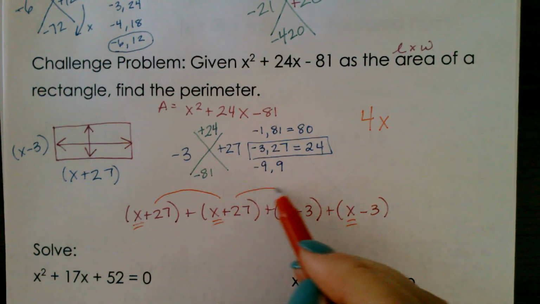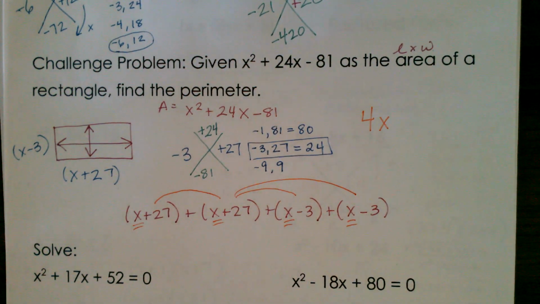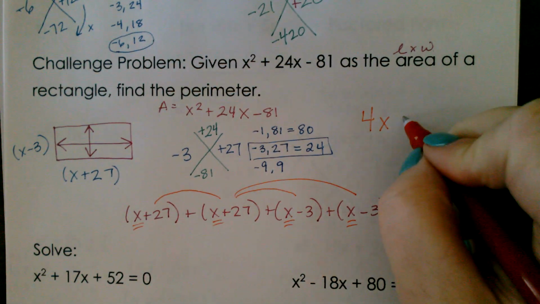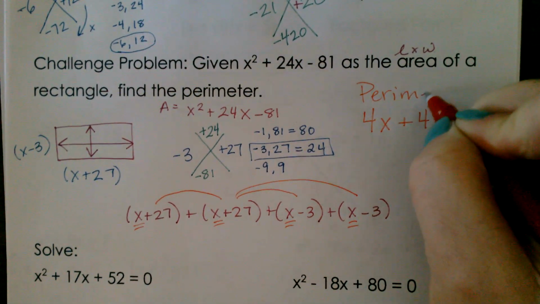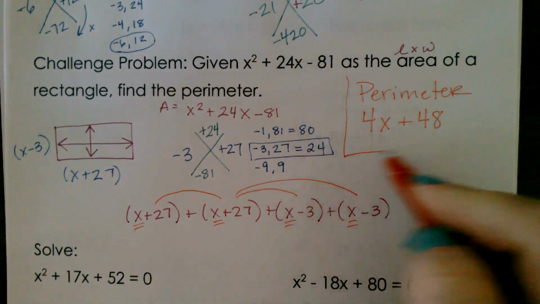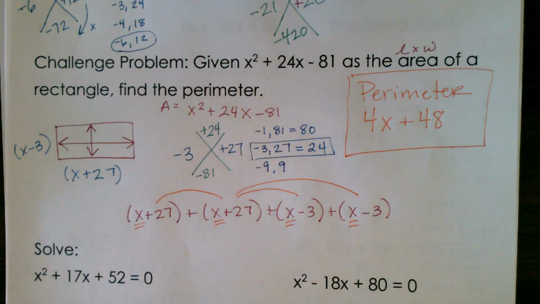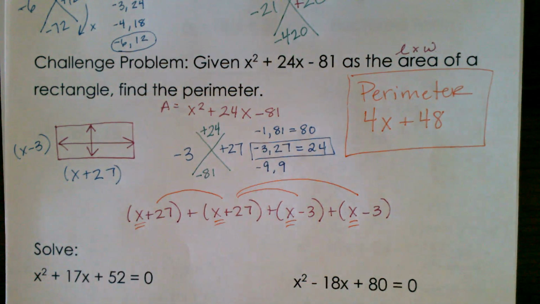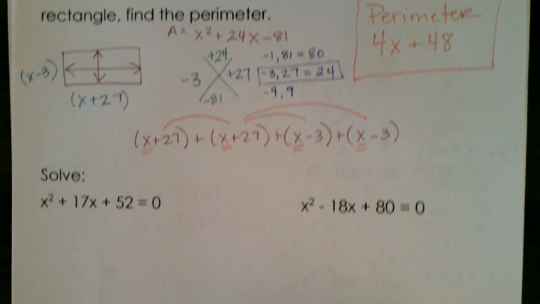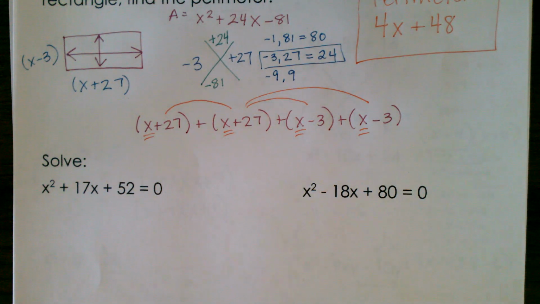Then I need to add my constants. So I have 27 plus 27 is 54. Minus 3 is 51. Minus 3 is 48. So the perimeter is 4x plus 48. Phew, just had to think about it, but we ended up using factoring and adding polynomials that we learned earlier.